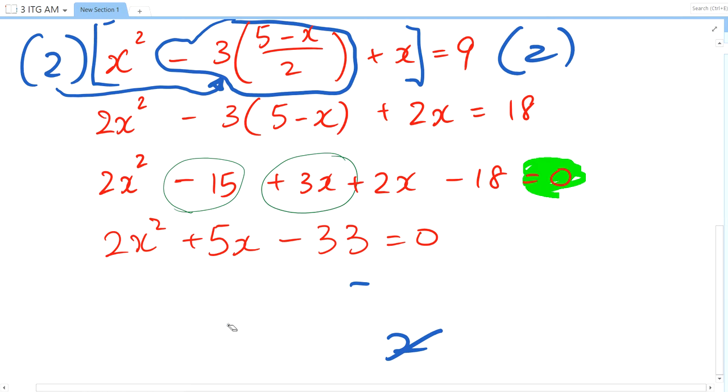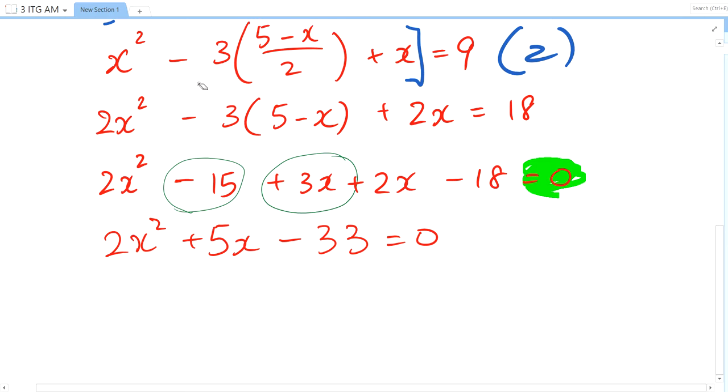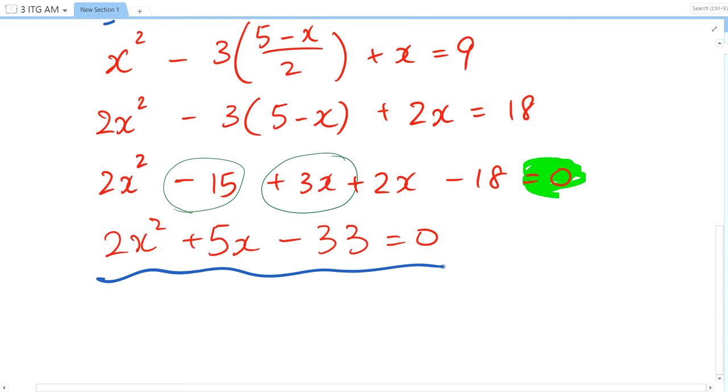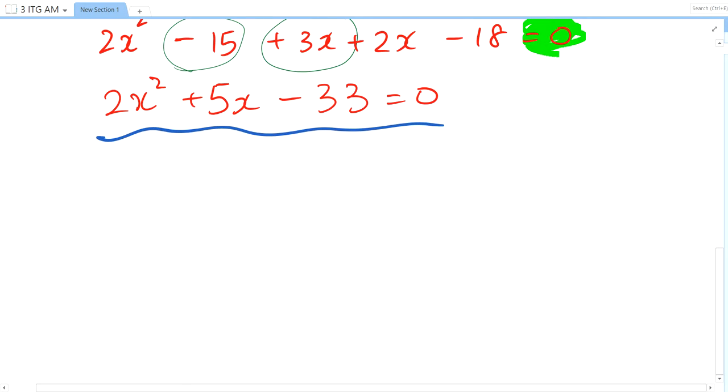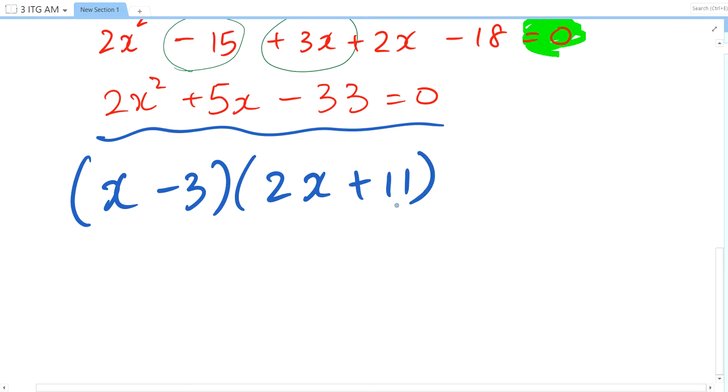So this is what I have. 2x squared plus 5x minus 33 equals to 0. Can we solve this? How? How do you solve this type of question in lower sec? Factorize. Oh, factorize. Okay, what do we have? X minus 3, 2x plus 11, is it? Do you know how is this obtained?